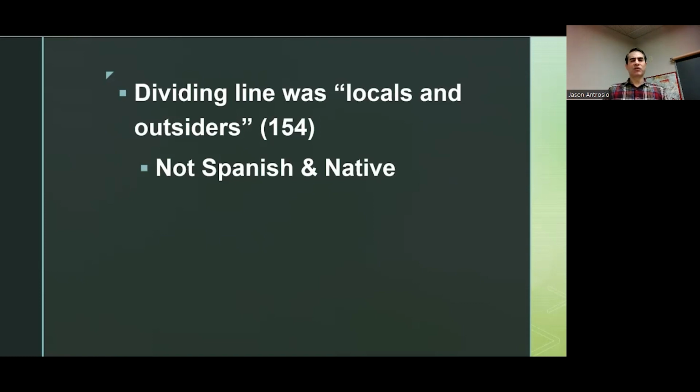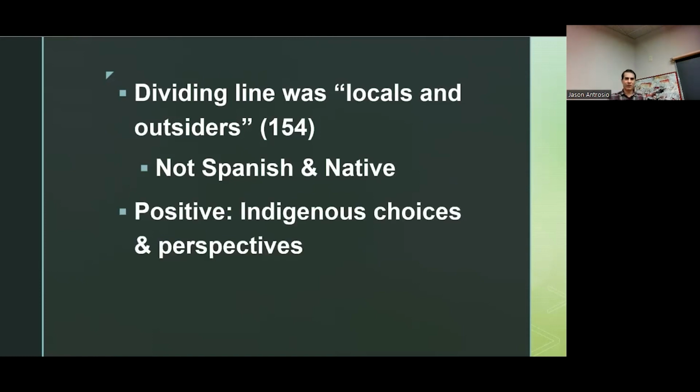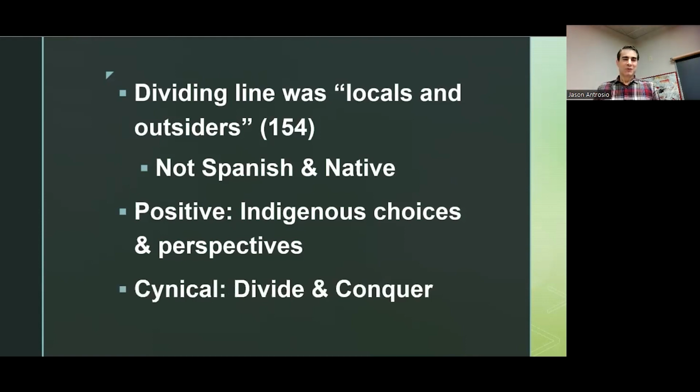Now, on the positive side of this, of course, we can emphasize how much Indigenous people were able to manipulate the system, make choices within it, have their own perspective, their own spin on things, take people to court, use the legal system, etc. What might be a cynical perspective on this? If you were a cynic looking at this situation from the viewpoint of the Spanish higher-ups, you've now encouraged all these people to do their own thing.